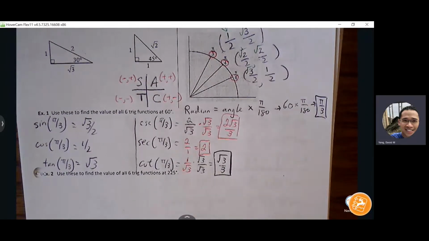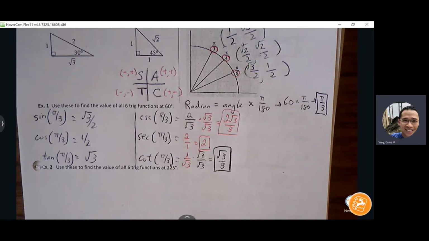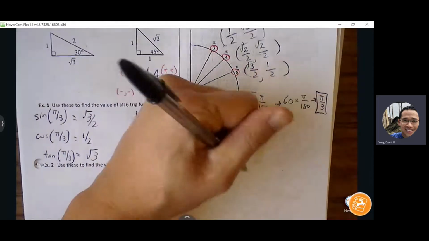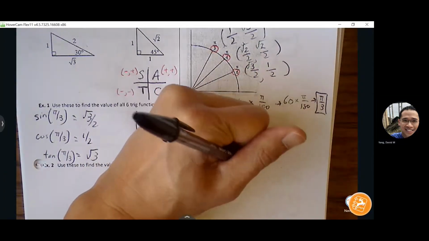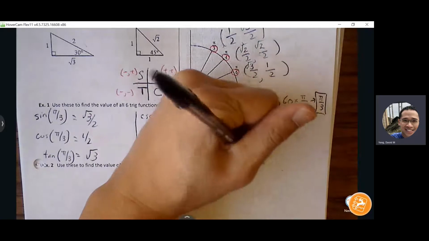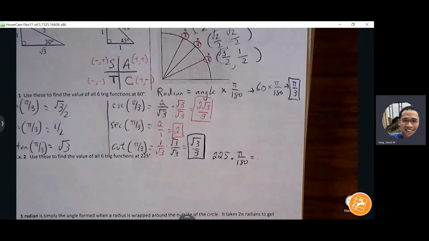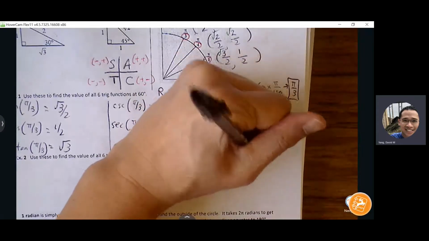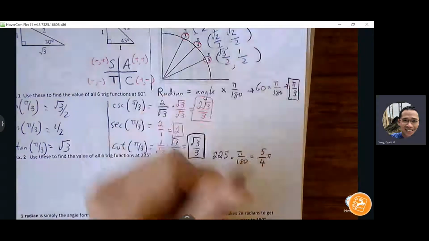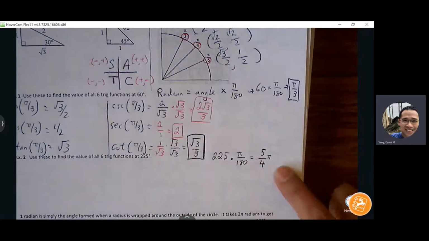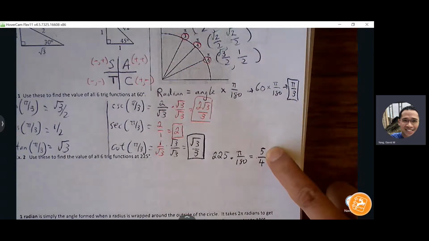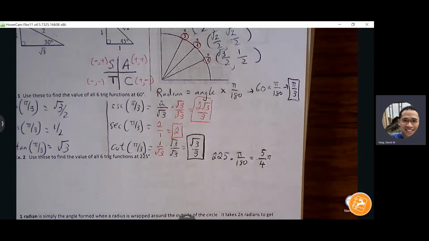Example 2, use these to find values of 6 trig functions at 225 degrees. 225 degrees, if I want to convert it to radians, it's times pi over 180. Reduce that, 225 over 180 reduces to be 5 over 4. Okay, if you think about this fraction, 5 over 4 is more than 1. We know that pi is basically 180 degrees, so 5 pi over 4 is a little bit more than pi, so it's going to be in the third quadrant, right?